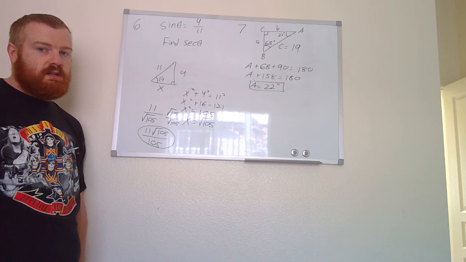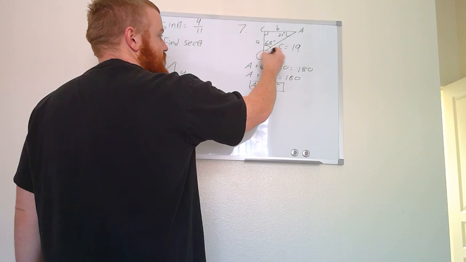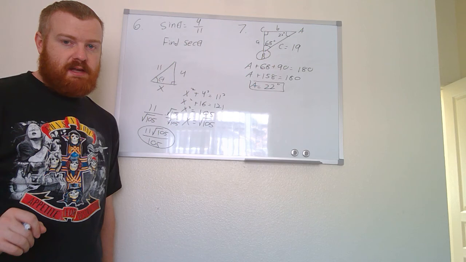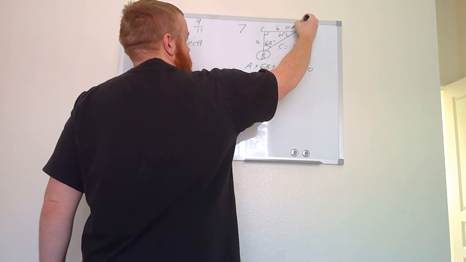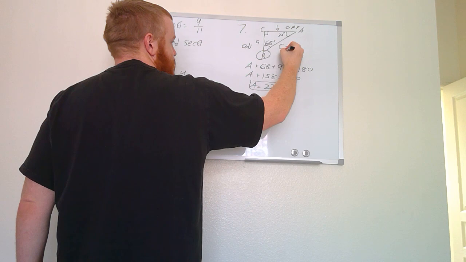I usually start with whichever angle they gave me in the problem. So they gave me angle B, so I'm going to use angle B as my reference point. If you use angle A as your reference point, you'll still get the same answer in the end. So from angle B, side length B will be the opposite, side length A will be the adjacent, and then the side length C, the 19, that will be the hypotenuse.